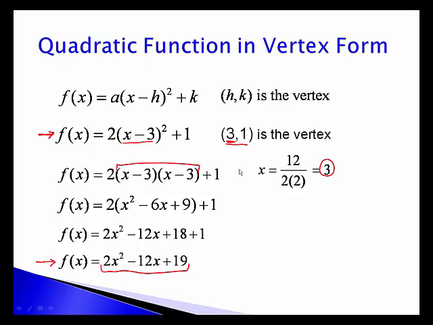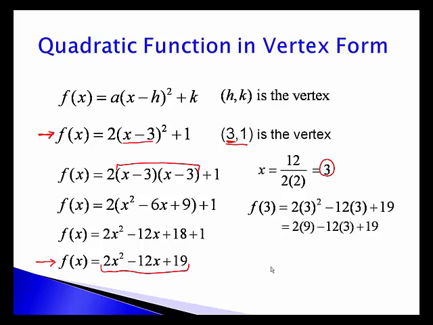And to find the y value, what would I do? I would plug that 3 into the function, and when I do that, I get 2 times 9 minus 12 times 3 plus 19. That's 18 minus 36 plus 19, negative 18 plus 19, for a final answer of a positive 1. And remember, that's the y piece of the vertex.